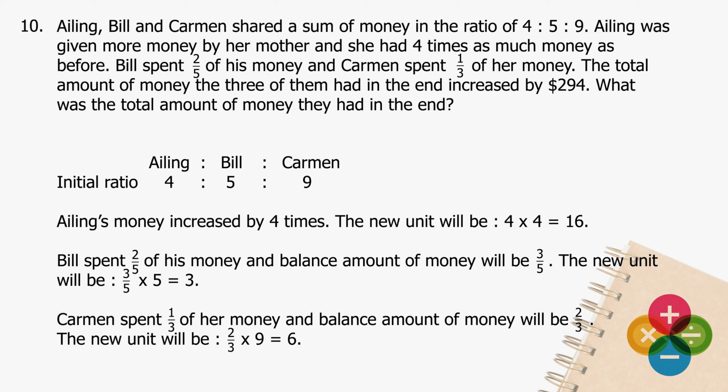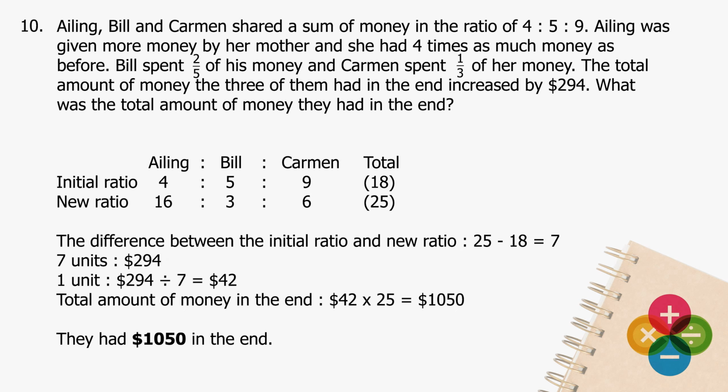Carmen spent 1/3 of her money, and the balance amount of money will be 2/3. The new unit will be multiply 2/3 by 9, and the product is 6. The new ratio will be 16:3:6. The difference between the number of units in the initial ratio and new ratio will be subtract 18 from 25, and the difference is 7.